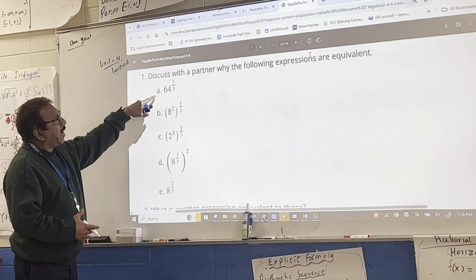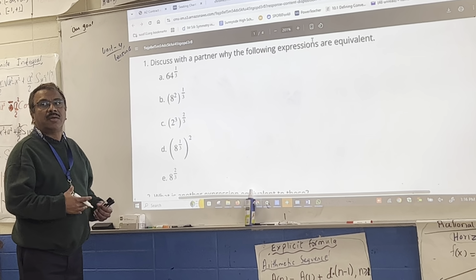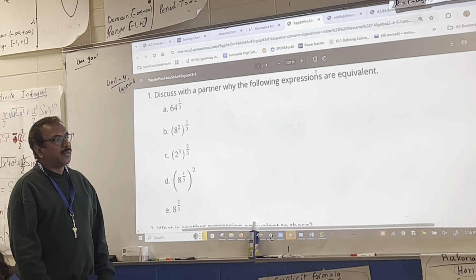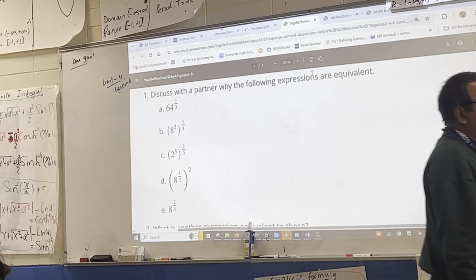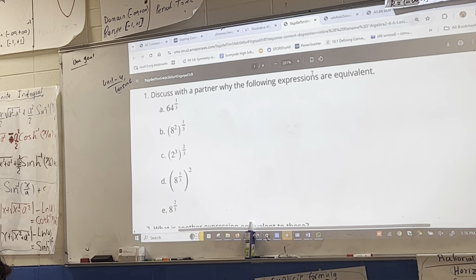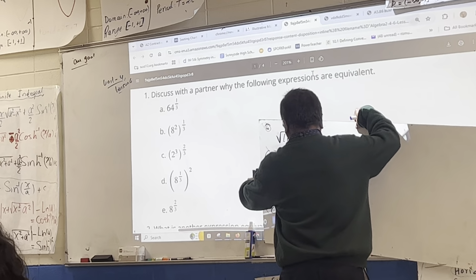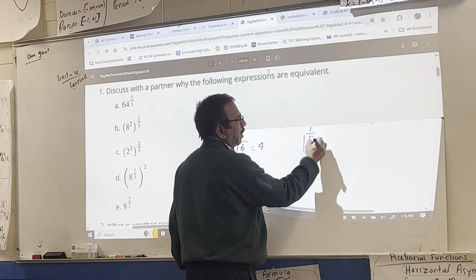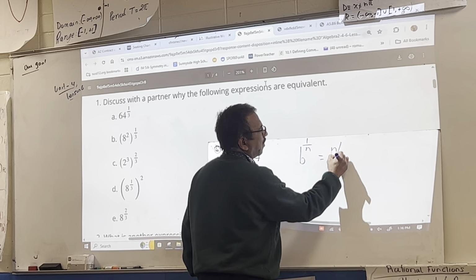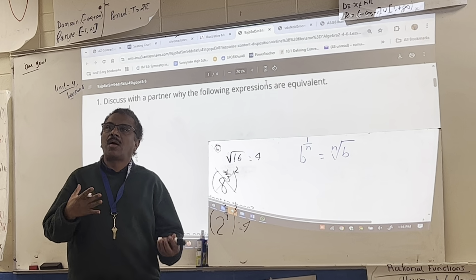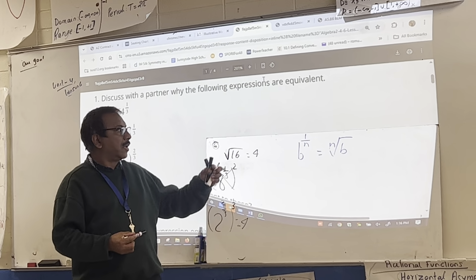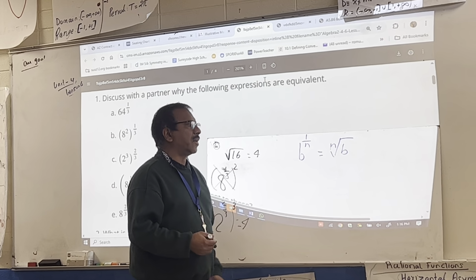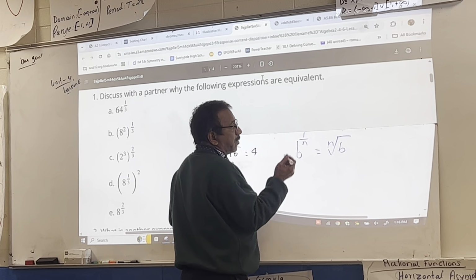Now, why do you think all these expressions, which look different, give you the same answer? That's the question. In order to be successful with this, you have to know a few things that we tend to forget, and I'm going to write them quickly here. The main thing is b raised to 1 over n is the nth root of b. This is how to write the same thing two different ways. This is rational exponents, and this is radical form. This is rational form.